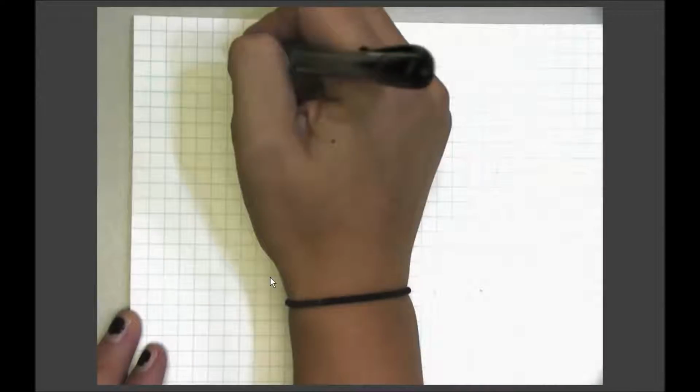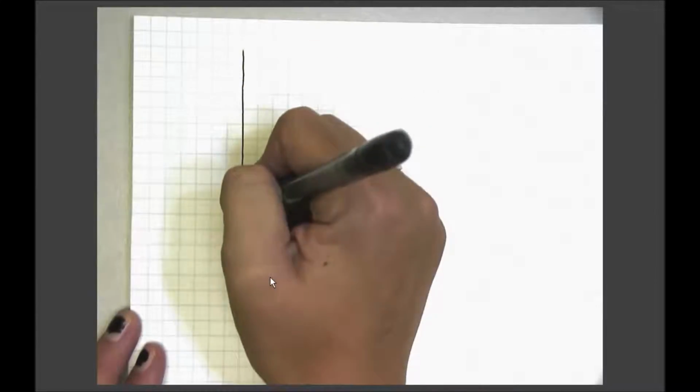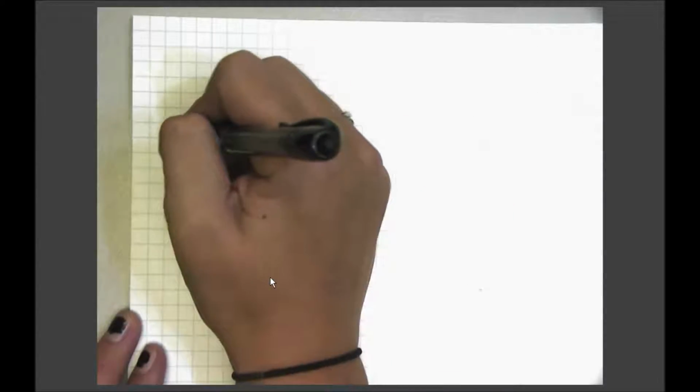Okay, today we're talking about coordinate planes. You need to remember a few things about coordinate planes. Number one, you need to know which one is the y-axis and which one is the x-axis.